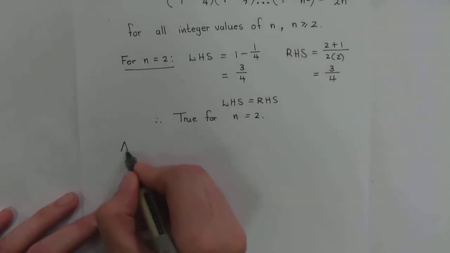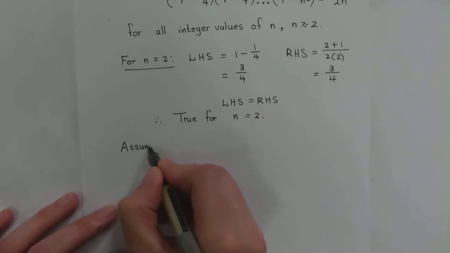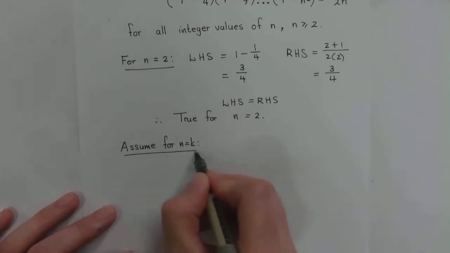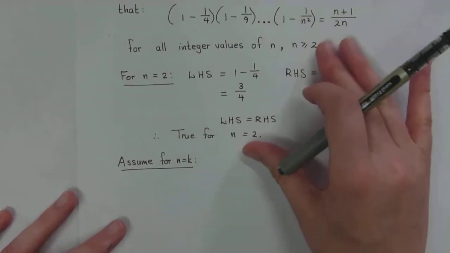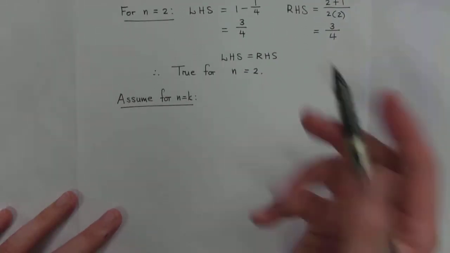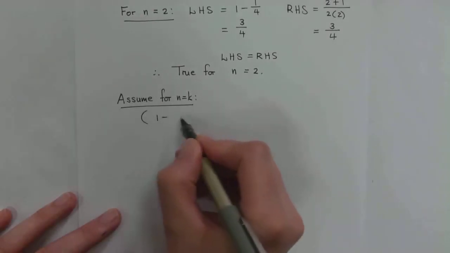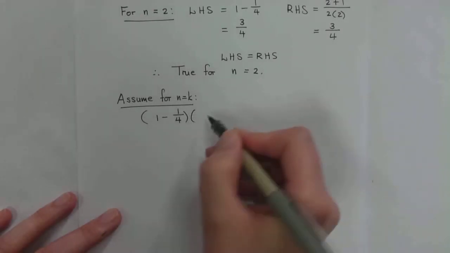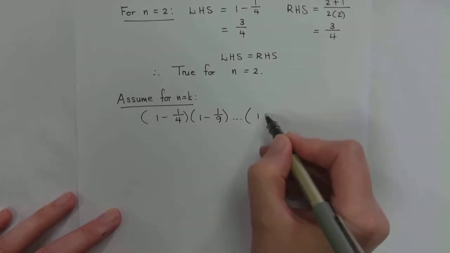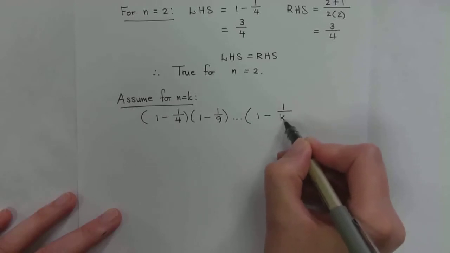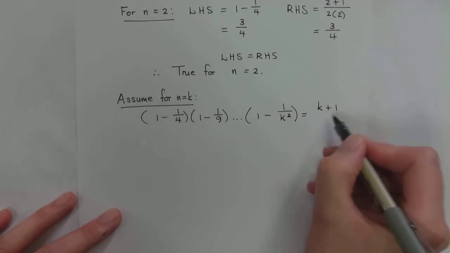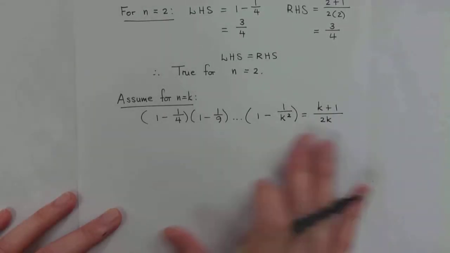Now the second step, we say assume for n equal to k. And that one, all I do for this particular step, I go to this part and I substitute all my n's with k. That's all I do. So 1 minus a quarter times 1 minus 1 over 9, skip a few, times 1 minus 1 over k squared. So everywhere where there is an n, I now put a k, is equal to k plus 1 over 2k. So I'm assuming this is a true statement.